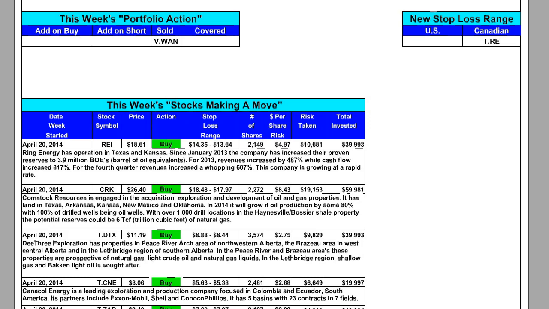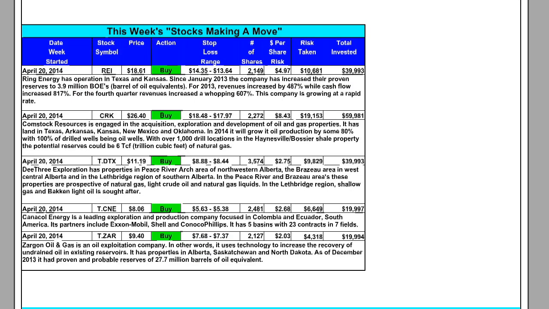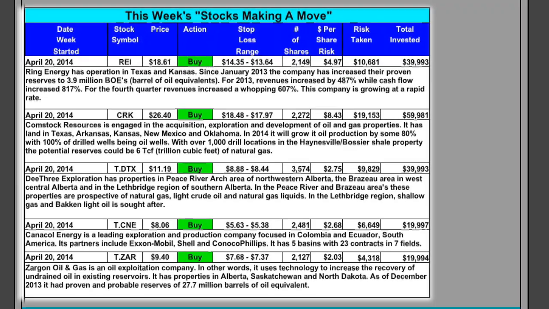The Stocks Making a Move section displays stocks you should be considering to buy and or short on Monday morning. Each listing includes the date and stock symbol. Stocks with 4 symbols trade on the NASDAQ. Stocks with 3 symbols trade on the Amex, New York Stock Exchange, and the Dow. Stocks with a prefix of T trade on the Toronto Stock Exchange, and a prefix of V trade on the Venture Exchange in Canada. Next is Friday's closing price.